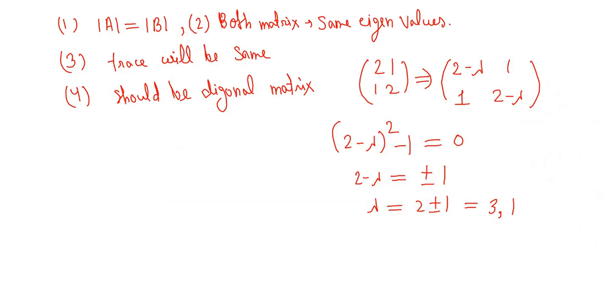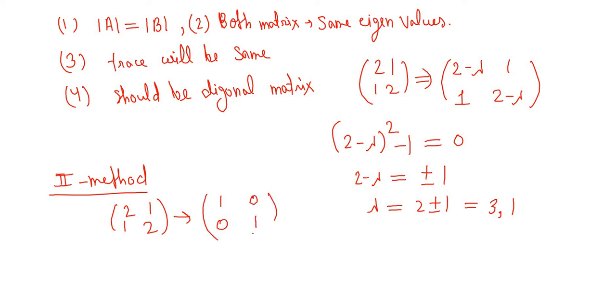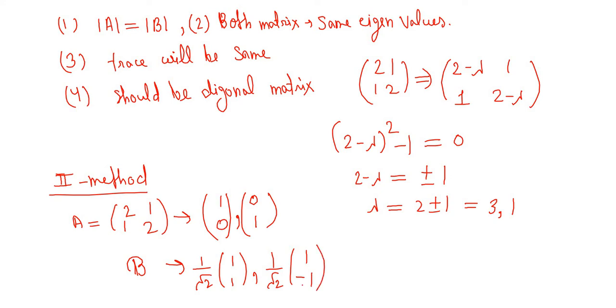So now let's move towards the second method. This was the first method, now the second method. A matrix 2 1 1 2 is given to you in the basis 1 0, 0 1, and you have to find another matrix B using the matrix A in the basis 1 by root 2 (1, 1) and 1 by root 2 (1, minus 1).